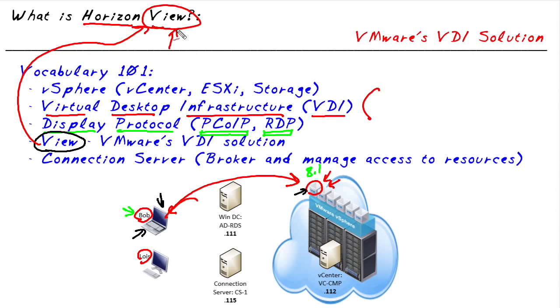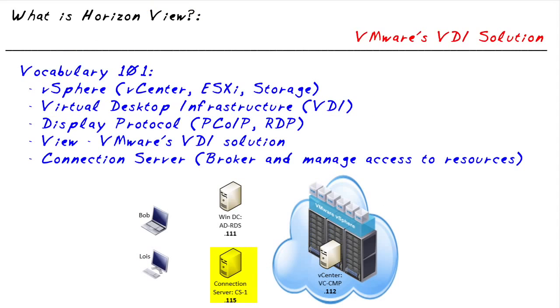Now, one of the challenges that we're going to face in a VDI solution is controlling which end users can have access to which virtual machines that are running as VMs in the data center. And to manage and control which VMs are available to which users, VMware has added a specific server to control that access, and that's called the connection server. In our topology, that's right here. And here's an example of how that might play out.